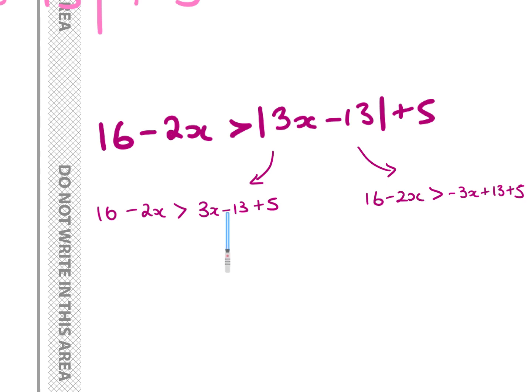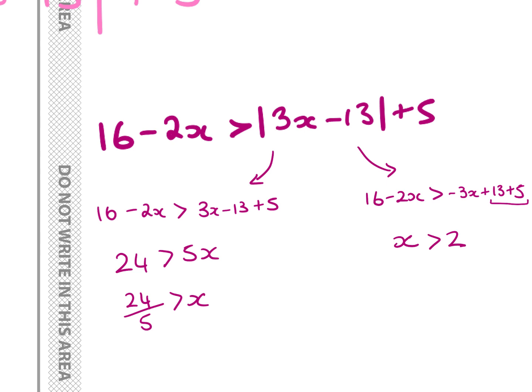I'm just going to do this quickly, guys. I'm going to add: minus 13 plus 5 is negative 8. 16 plus negative 8 is 24, is greater than 5x. 24 over 5 is greater than x. For that other one, 18 minus 16 is 2, minus 2x plus 3x is x. Okay, I've just rearranged it quickly.